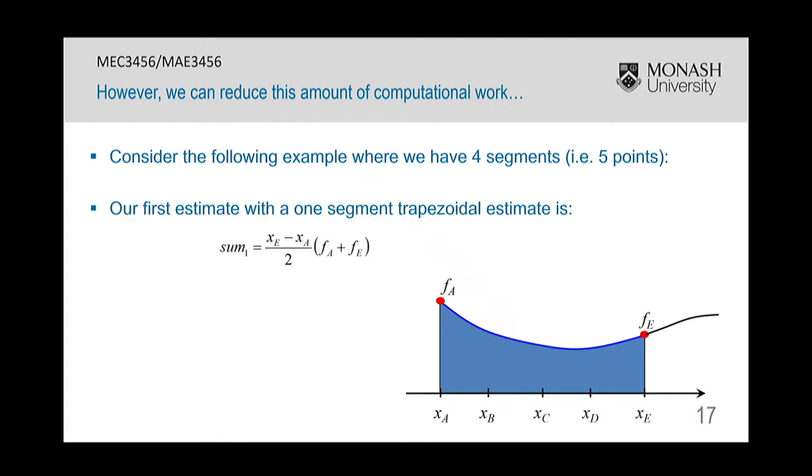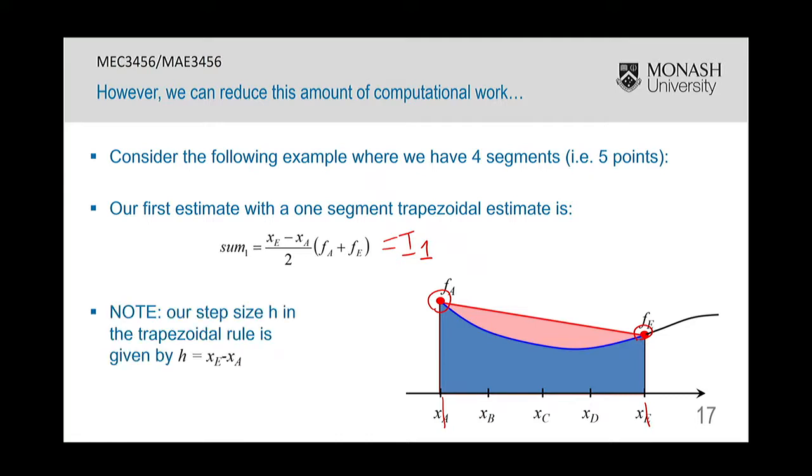Our first estimate, with one segment, the trapezoidal estimate is sum 1, or I1, that's what I was calling it previously, is just equal to half the width of the element, and that's x_e minus x_a divided by 2, multiplied by the sum of the function value at a and the function value at e. And that then gives us the area of that complete trapezoid. So note that the step size here is given by x_e minus x_a. That's when we're looking at it with just one segment.